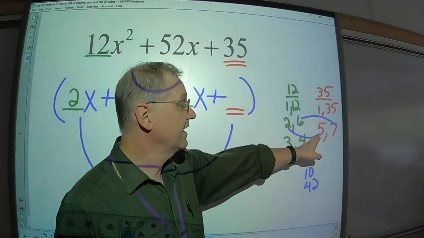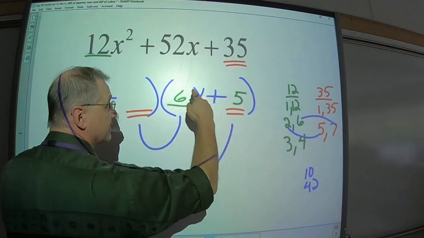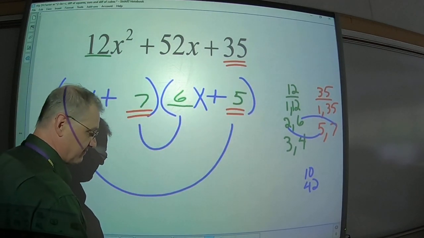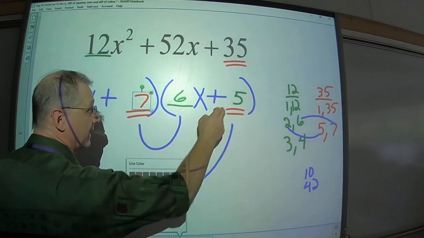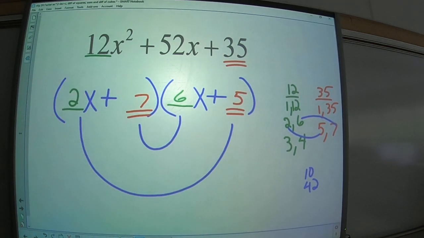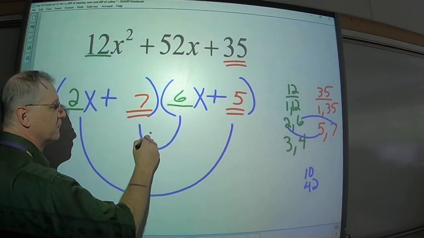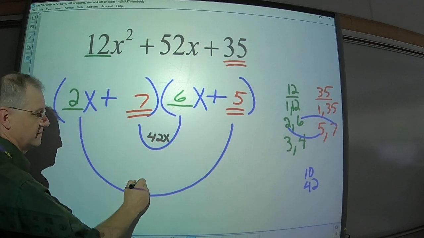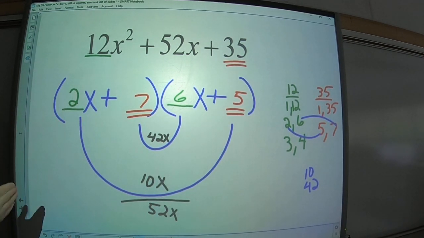Now, 2 is connected to 5. 6 was connected to 7. I really should have those red so that it matches. Now it looks a little better. All right, so now fill it in just to be sure you did it right. 42x, 10x, that gives me 52x. And sure enough, that is exactly what I was shooting for. And that's how I do these problems.